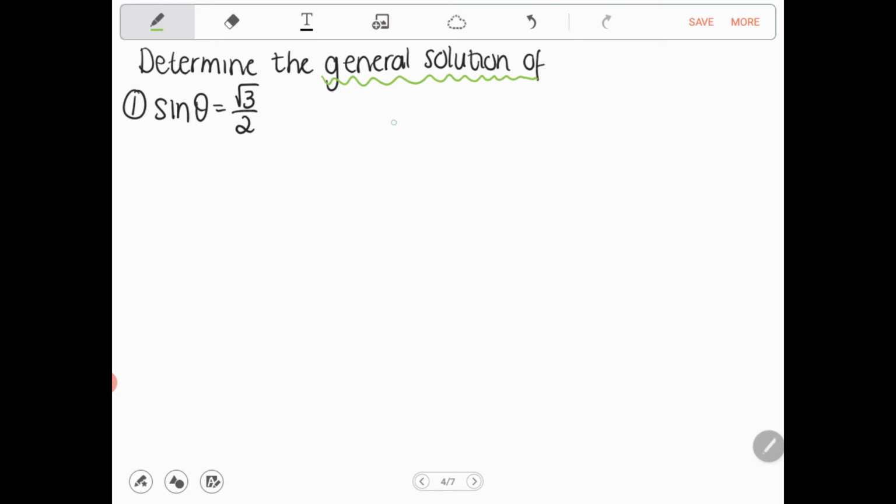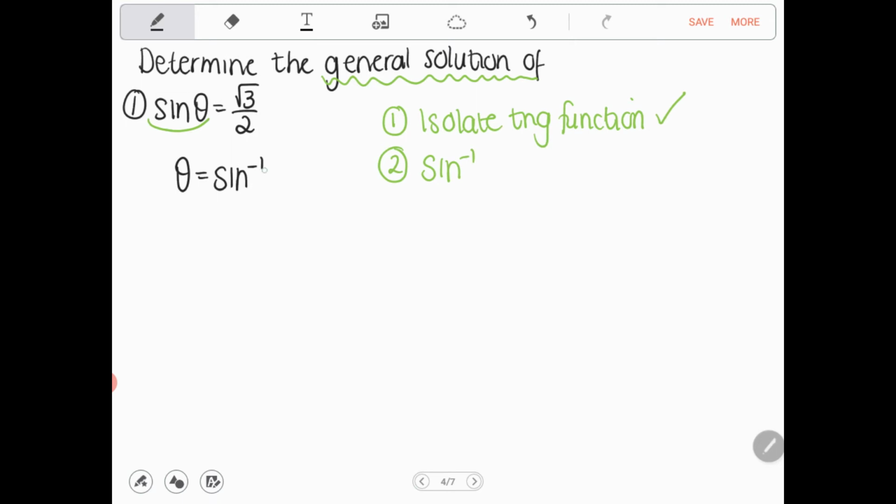So what is our first step? Our first step is to isolate our trig function. And if we look at this, it's already alone. There's nothing in front of my sine, there's nothing divided into the sine theta, and there's nothing added or subtracted. So that's already done. Okay, then we use arc sine. So we get theta is equal to, because this is now going to jump over to this side like that.